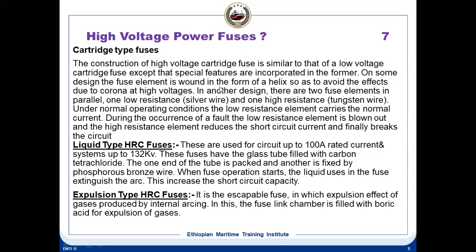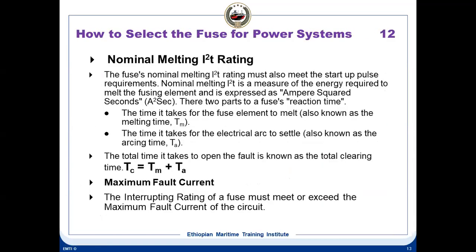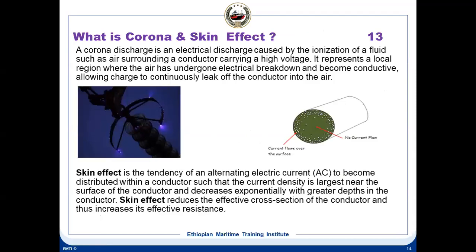In some designs, the fuse element is wound in the form of a helix so as to avoid the effect of corona at high voltages. Corona discharge is an electric discharge caused by the ionization of a fluid such as air surrounding a conductor carrying a high voltage. This represents a local region where air has undergone electrical breakdown and becomes conductive, allowing the charge to continuously leak off the conductor into the air.